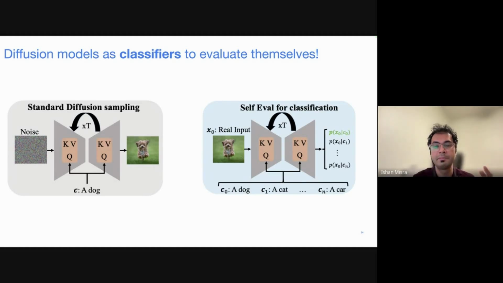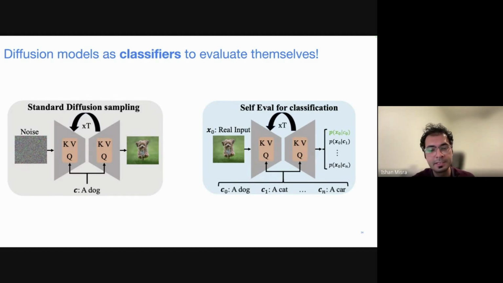of basically the likelihood of the image given your particular text prompt. So in this case, what you can do is you can take a diffusion model, you can feed it a real image, for example, a dog, and you can have n number of prompts: a dog, a cat, and so on, a car. And then you can basically get an estimate for how likely each of these particular prompts is given this particular image. And so you can convert this diffusion model into a classifier.